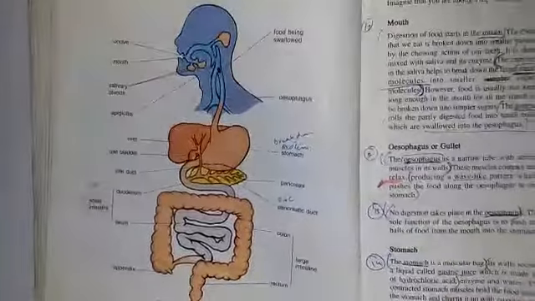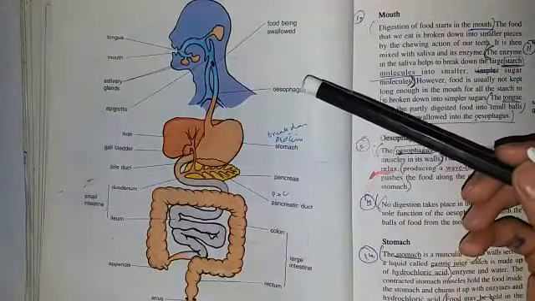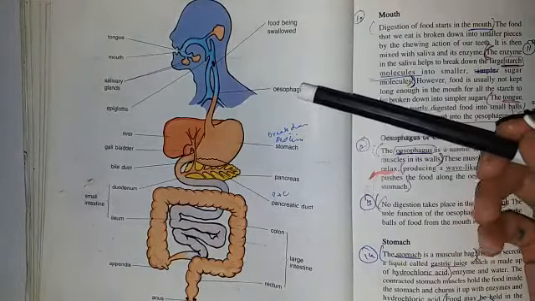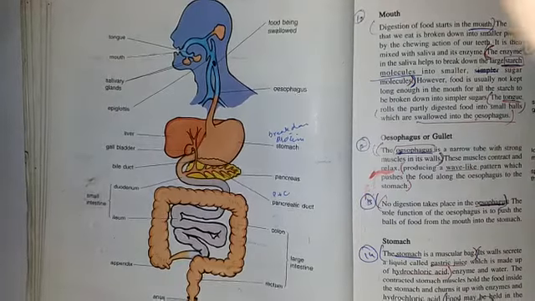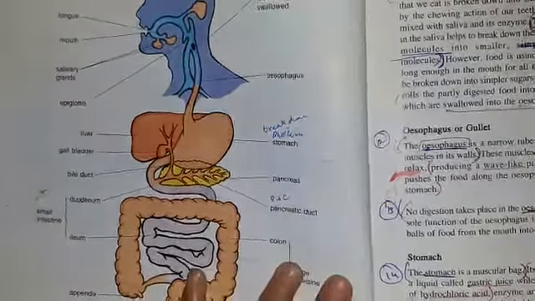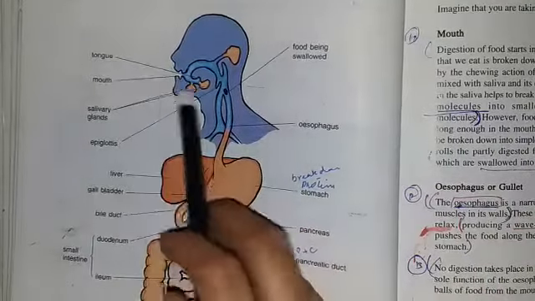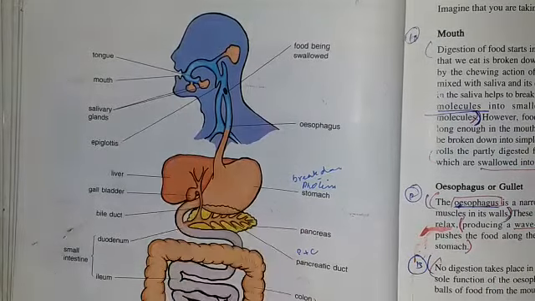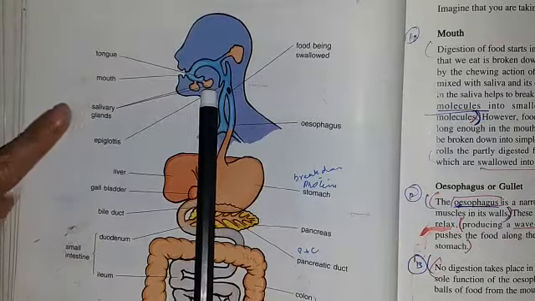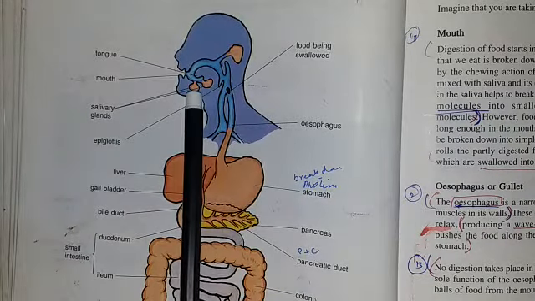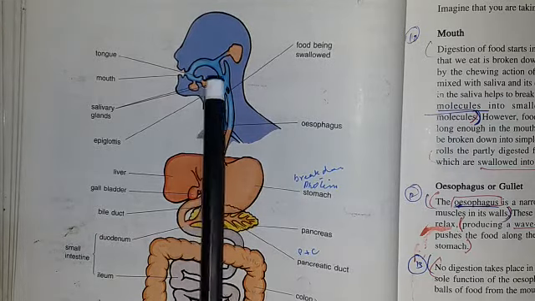Students, in this diagram you can easily see all the organs, all the parts which are included in the human digestive system. Number one is the mouth. In the mouth the tongue is present. As I have explained, the tongue rolls the food towards the esophagus. Saliva glands are also present in the mouth, which secrete saliva, and when saliva is mixed with the food it forms a semi-liquid mass of food.